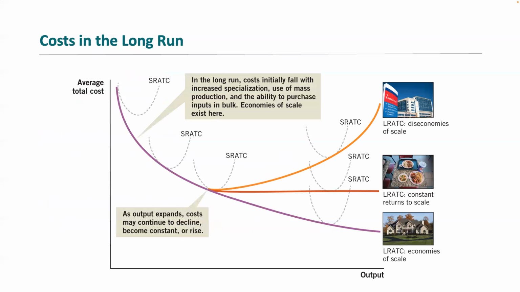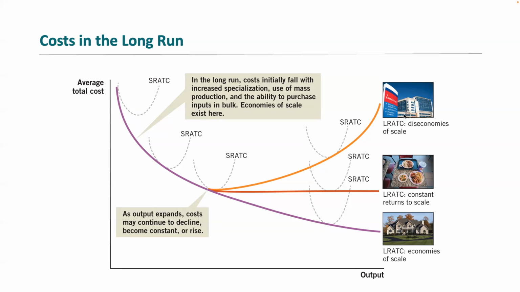So here we have cost in the long run, and we have our average total cost on the y-axis, and we have output on the x-axis. And we can see here that the long run average total cost curve is a composite of all of the short run average total cost curves. So when you see SRATC, that short run average total cost, these are happening over a period of time. And then our long run costs are going to be kind of an aggregate or a total average of all of these curves. So they give you a few examples here.